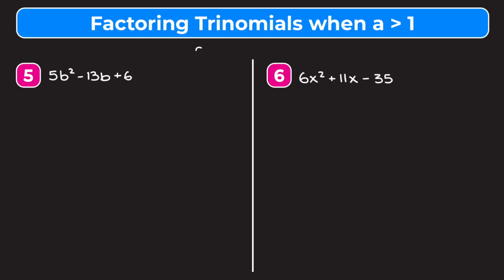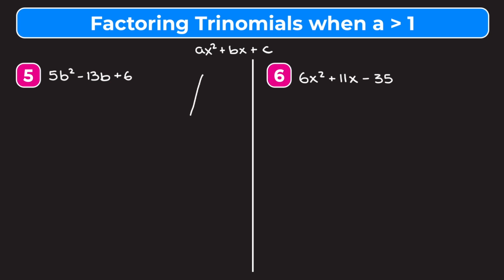So I'm going to start by writing ax squared plus bx plus c at the top. And for these two problems, I encourage you guys to pause the video and try to work through them on your own. And then you can unpause it and watch me go through the problems to make sure you've done them correctly. So number 5 says 5b squared minus 13b plus 6.